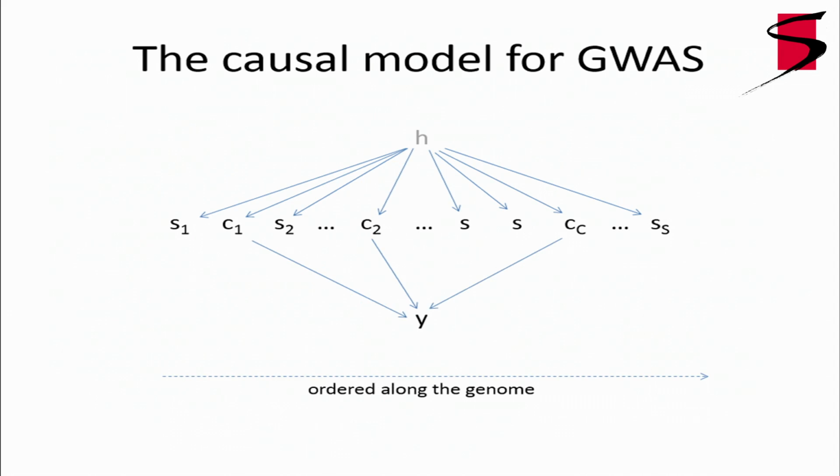Okay, so one thing I've done here is just reorder the SNPs in the order along the genome, just to emphasize that these causal SNPs come from across the genome. They're not all bunched together. You might have one from chromosome 1, one from chromosome 5, one from chromosome 17, whatever.